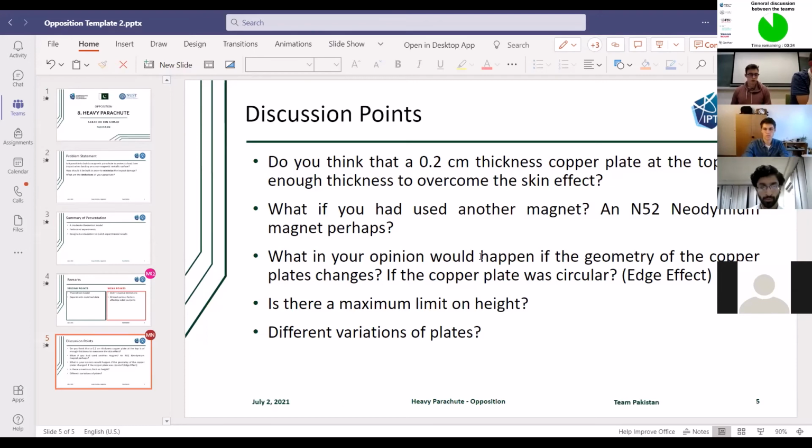So we understood the problem statement to be asking about only a falling magnet, without any additional improvements, taking air resistance or other forces into effect. So we focused on only a falling magnet.